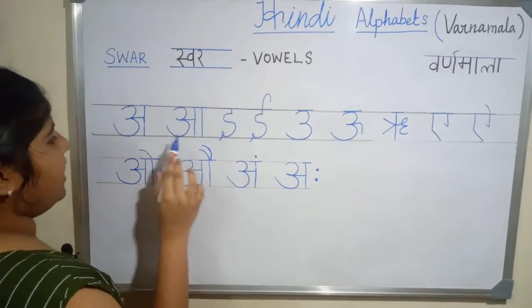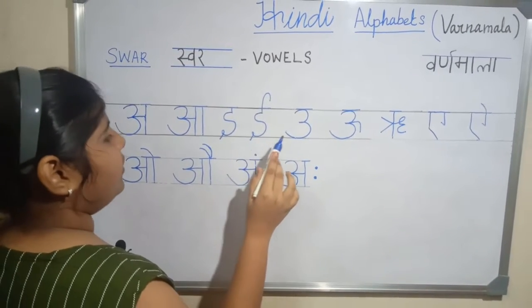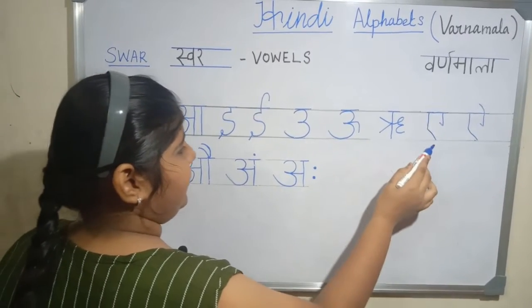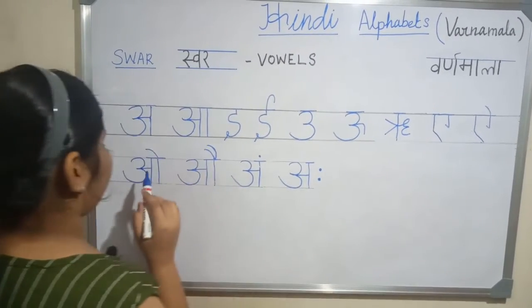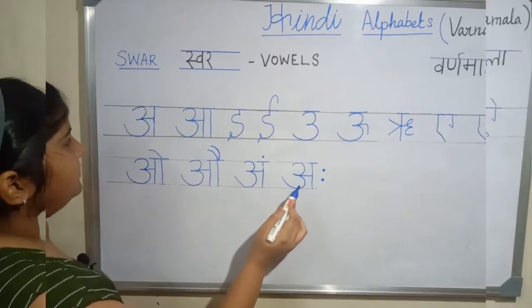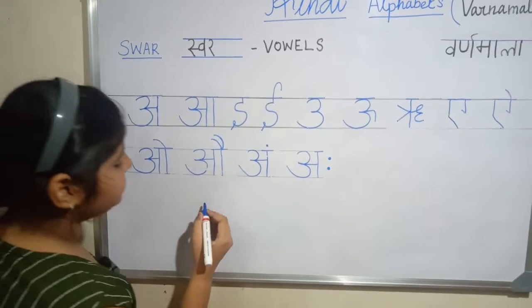A, I, U, Ru, E, I, O, Au, Aha. This is A. Let us write A.